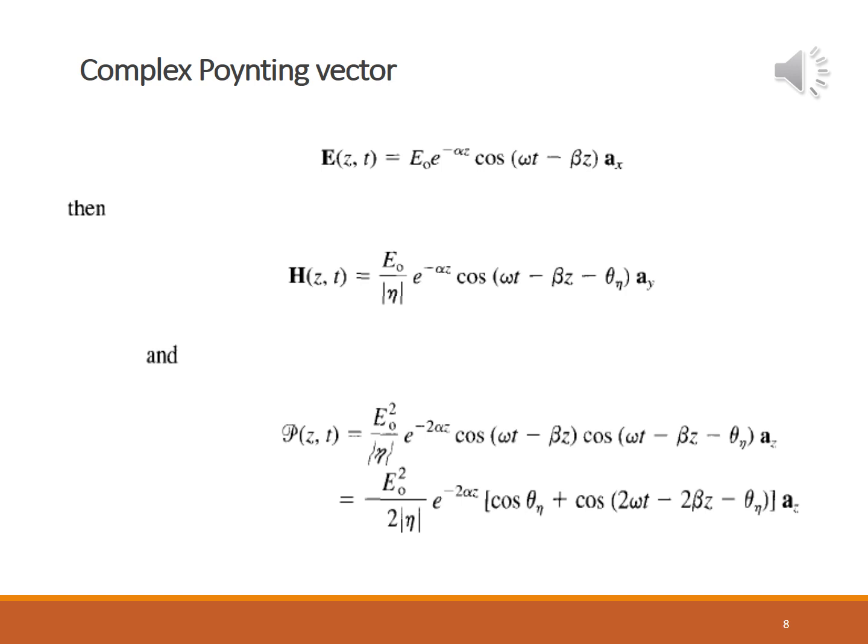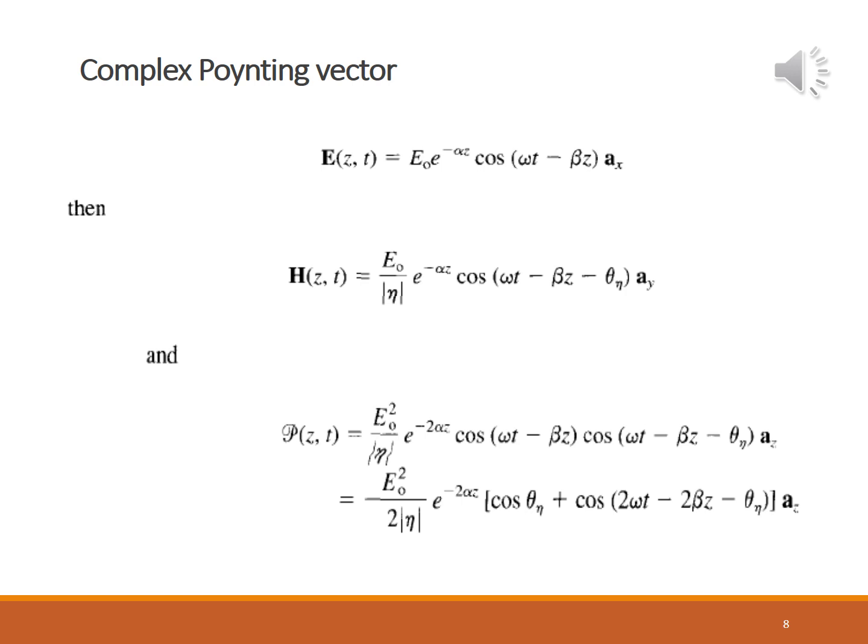H0 e raised to minus alpha z. That is what gives you the maximum value for magnetic field. In place of H0, I have written it as E0 divided by eta. So if eta is equal to E0 by H0, that is the definition. By definition, the intrinsic impedance is equal to E0 by H0. So from that, I can write H0 as E0 divided by eta. That is how I get this expression, and then cos(omega t minus beta z minus theta), with a phase shift. So these are the expressions for E and H.